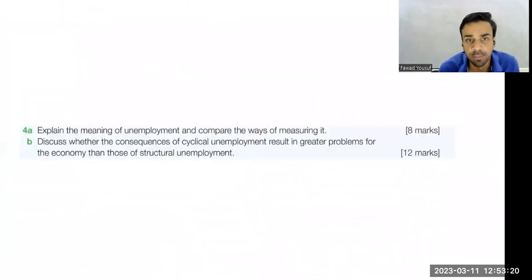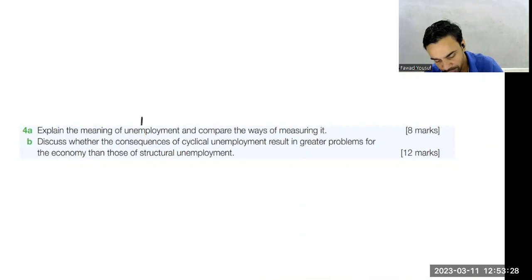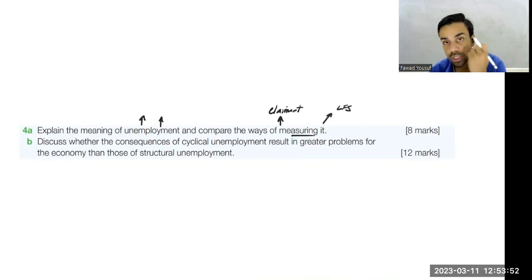4A says explain the meaning of unemployment and compare the ways of measuring it. So define unemployment and give me its formula. After that, compare the ways of measuring it. This is about the claimant count. When you explain the claimant count, give both its advantages and disadvantages, like I just discussed, and the labor force survey, its advantages and disadvantages. It's there in your notes. Very simple, straightforward, childish question.